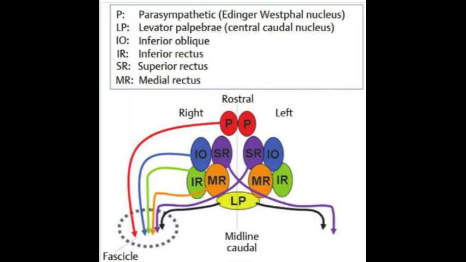Next, we have the last nuclei, which is called the Edinger-Westphal nuclei. The Edinger-Westphal nuclei is unique in the sense that it actually sends parasympathetic innervation to the ciliary body, the ciliary muscle, and the iris.